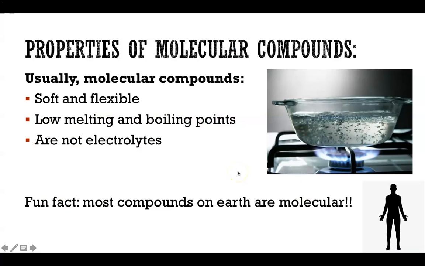Some properties of molecular compounds include they're usually soft and flexible. They usually have low melting and boiling points, and they are not typically electrolytes. So they're not going to be able to be put in solution and conduct electricity. And a fun fact is that most compounds on Earth are molecular compounds, particularly anything biology related. So plants, animals, us, we're made up of mostly molecular compounds.